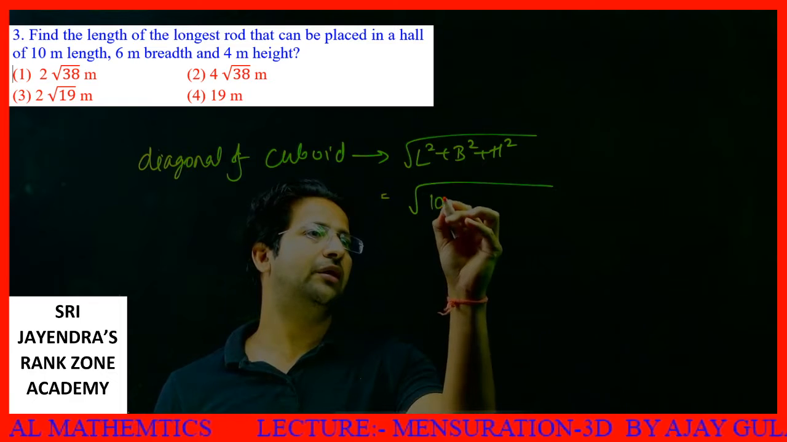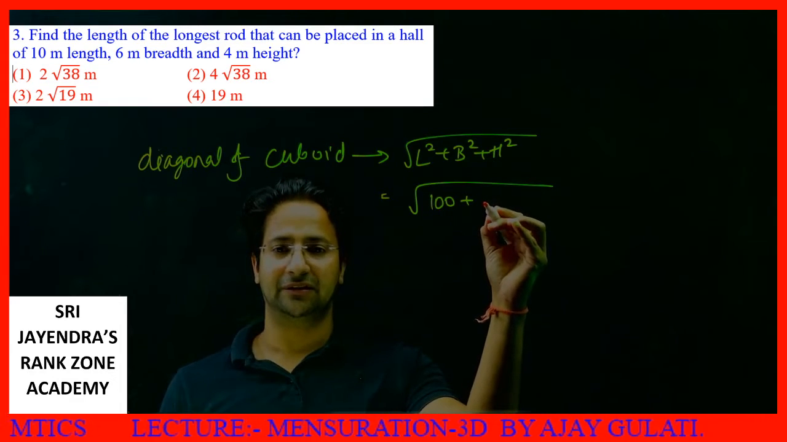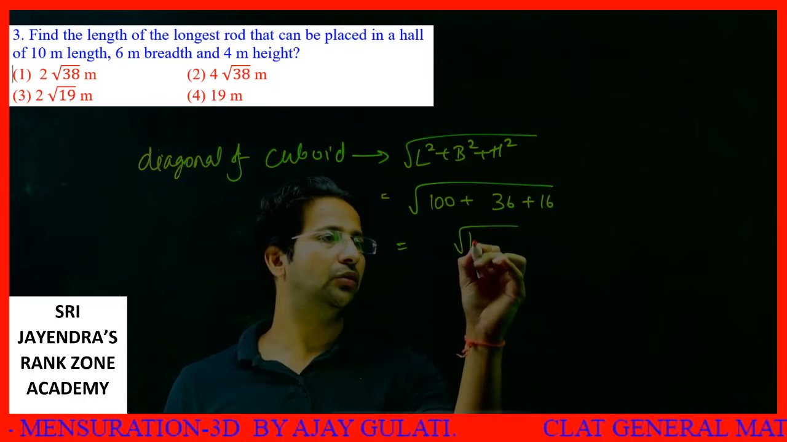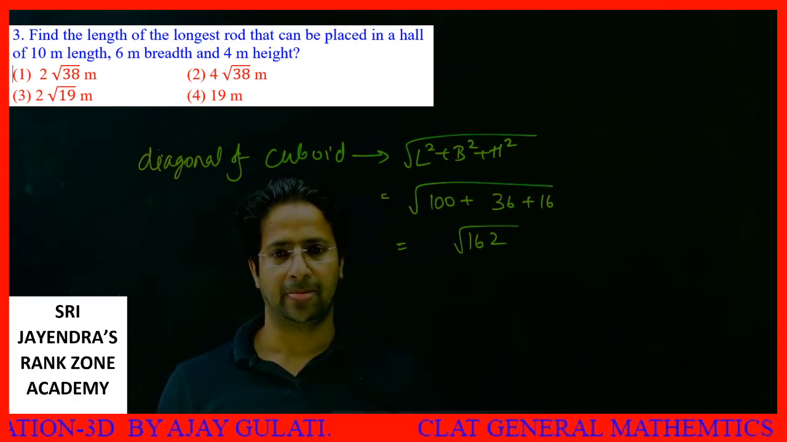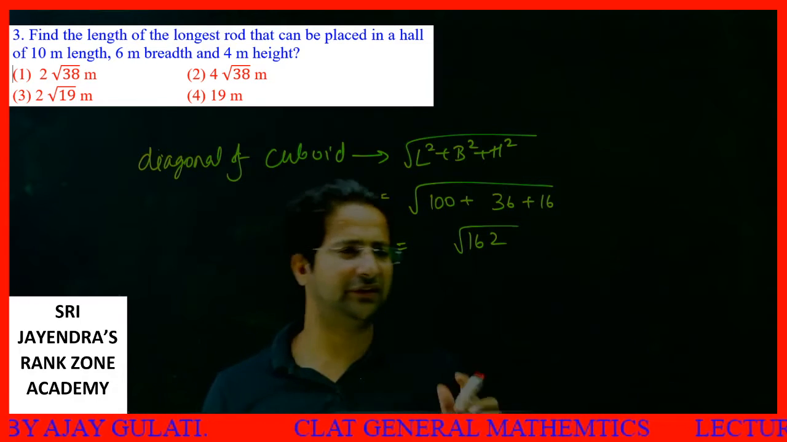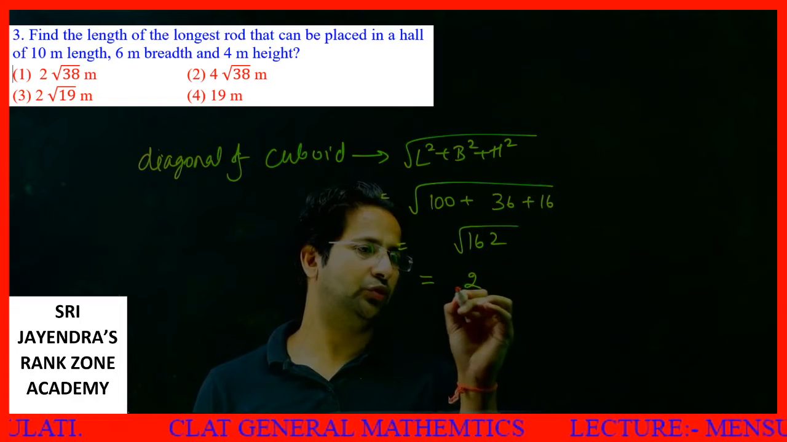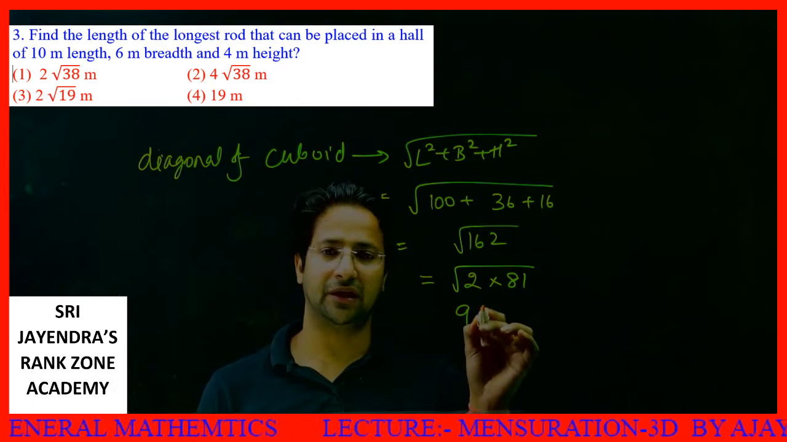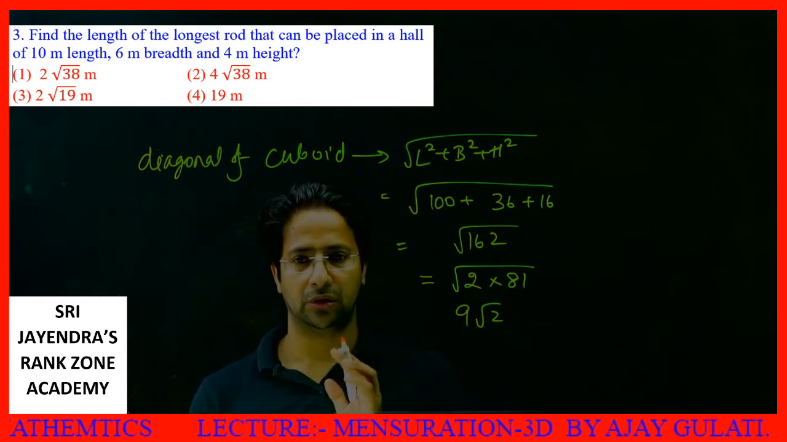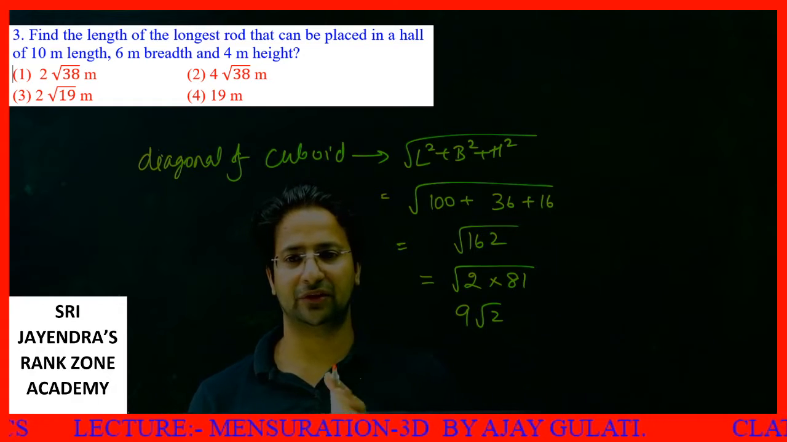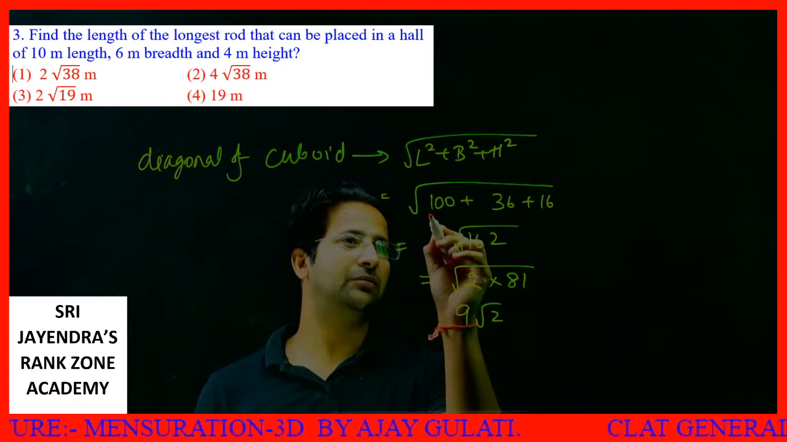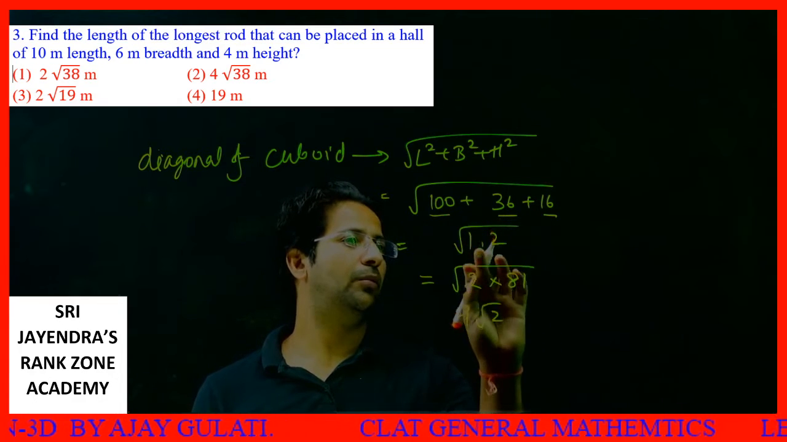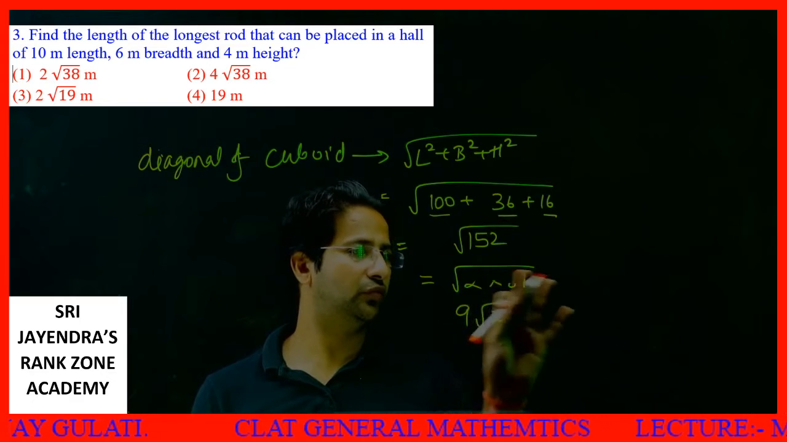What is L square? 10 square, 100. Then the next thing is 6 square, 36, 4 square, 16. So it is under the root 162. Okay, if I need to simplify this 162, I'll write this as 2 into 81, or I can say 9 root 2. To find the length of the largest rod that can be placed in a hall of 10, 6 and 4, did I do some mistake? 100, 36 and 16. Oh my god, this is 152. I'm such a fool.